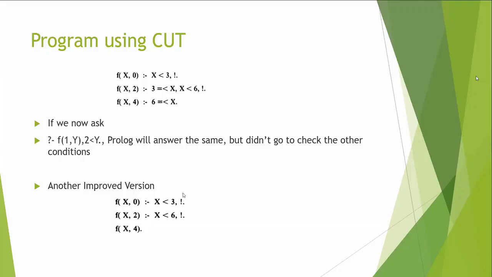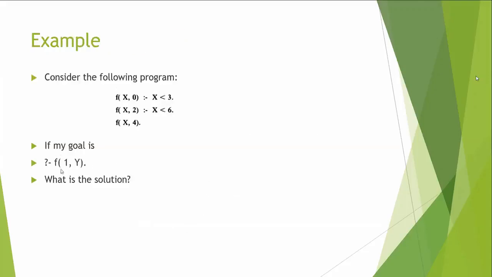Now with this improved version, if we omit the cut, tell me what will be the answer of this goal. Just consider this program. What I have done with the modified version is that I have omitted the cut. So if I omit the cut and then give this goal, tell me what answers you will get. Can anyone tell me what the answers are?